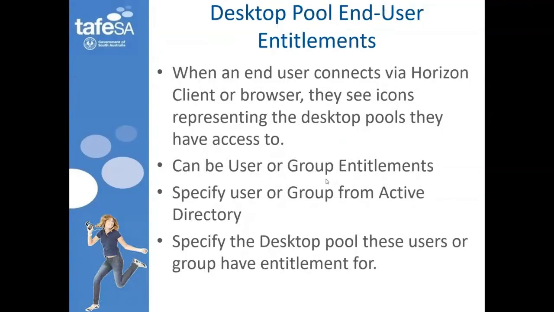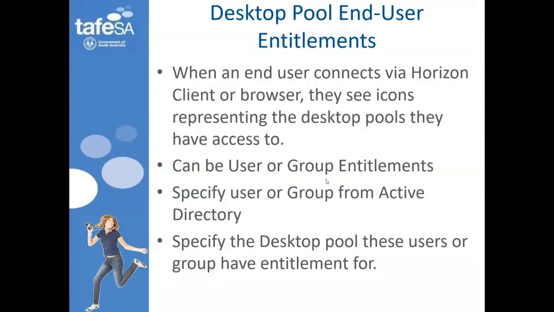There's the desktop end user entitlements. This is where you associate the user with the desktop pool that they can use. So when an end user connects via the Horizon client, which is that software we talked about, or with the browser, they see an icon representing desktop pools they can have access to. Once they click on it, they will be connected to the right virtual machine.